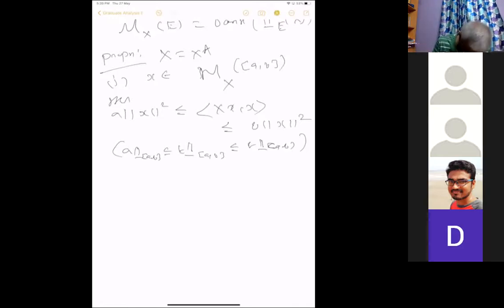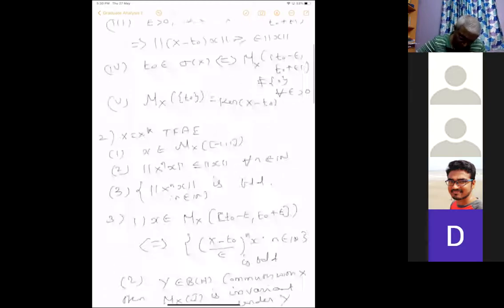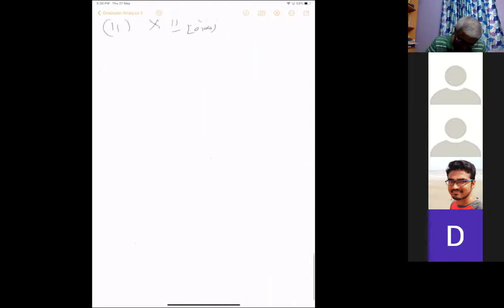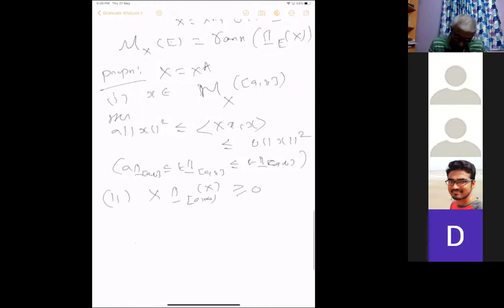The second statement is just a restatement of that, which is X times 1_[0,infinity)(X) is greater than 0. Yes, it is just greater than 0, which is just clear. It just says that if you take a to be 0, it's greater than 0. So that's what it means. You just take a equal to 0.